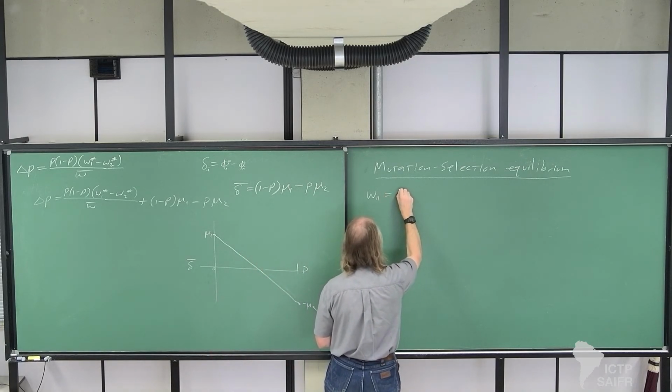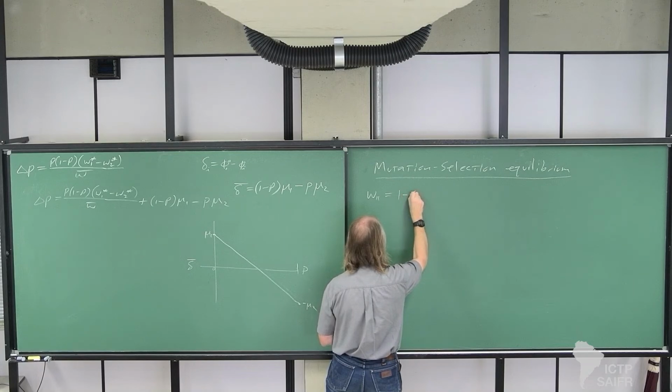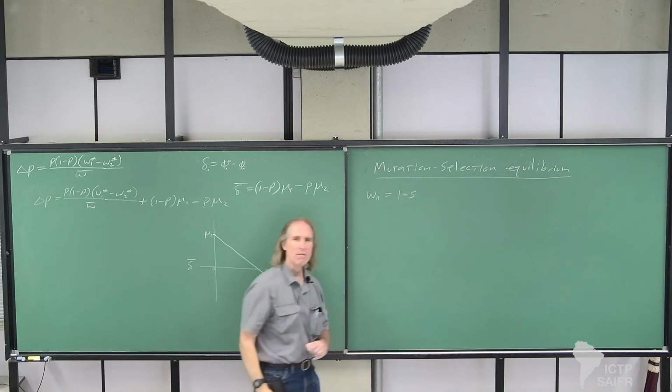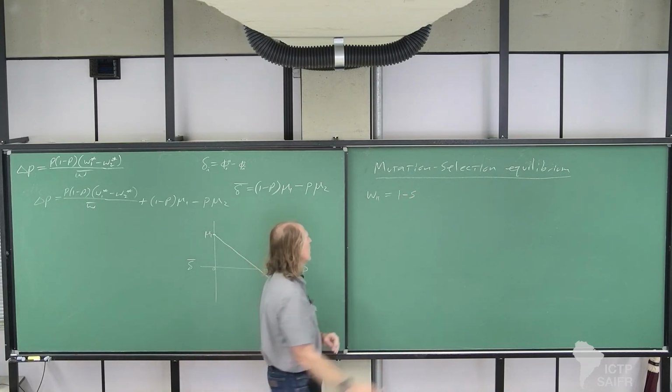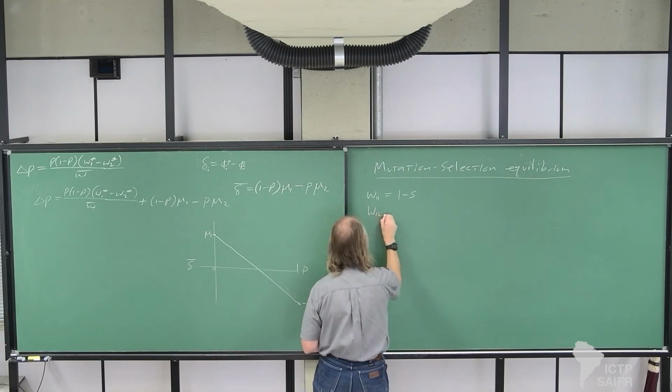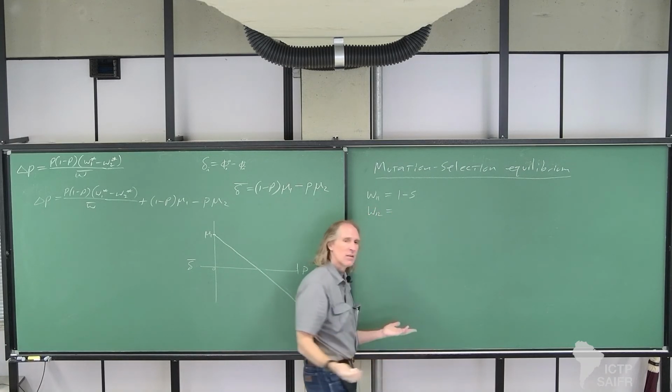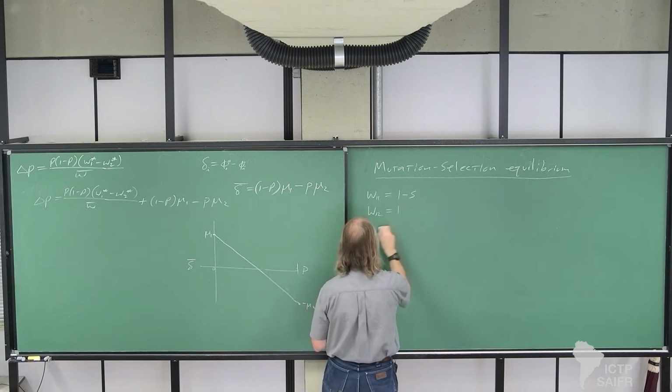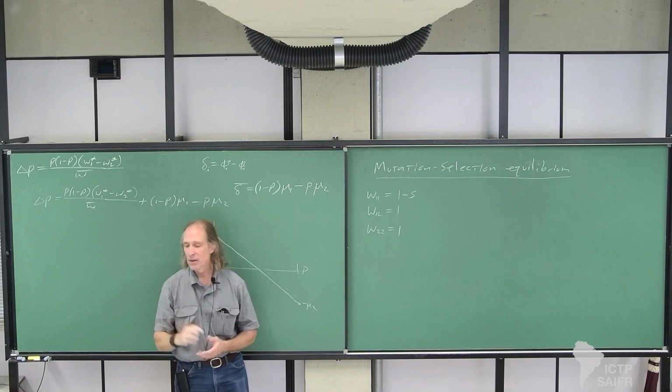W11, the fitness, I'll call it 1 minus S, where S will be a variable that we can tune. And W12, because A1 is recessive, is going to be 1. W22 is going to be 1.